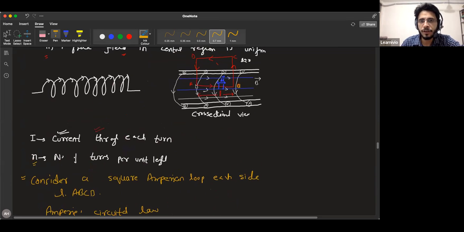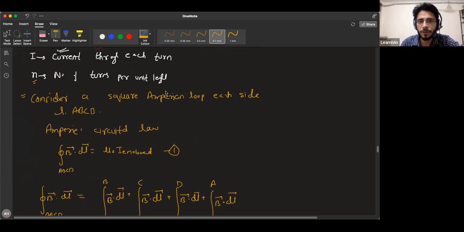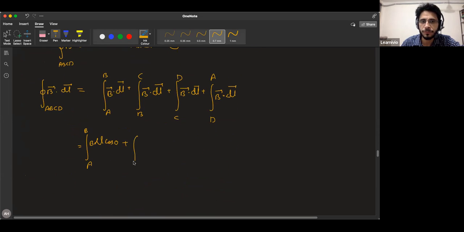Now, when we consider the integral from A to B, your magnetic field is along the x-axis. We take a small dl element here. The direction of the length element is also along the x-axis, so the angle between the magnetic field and dl element is 0 degrees. This arrow is the direction of the Amperian loop, which I take as anti-clockwise. B and dl are acting in the same direction, so it's the integral from A to B of B dl cos 0.